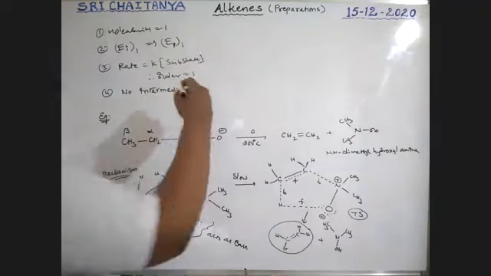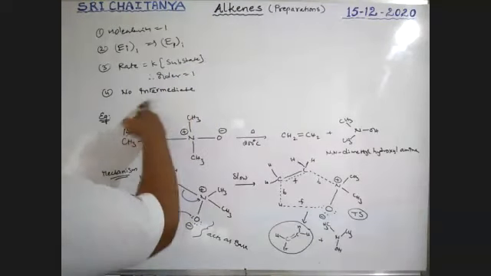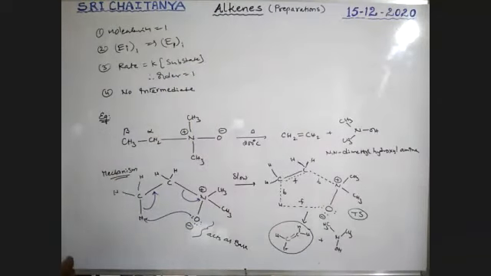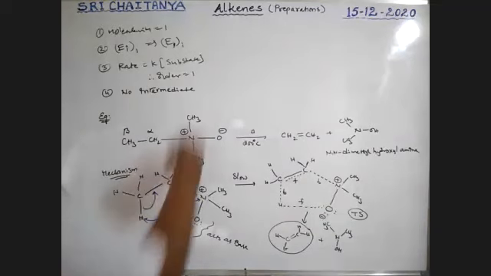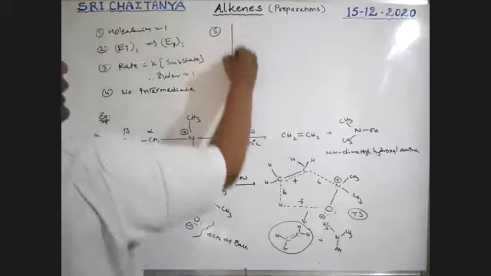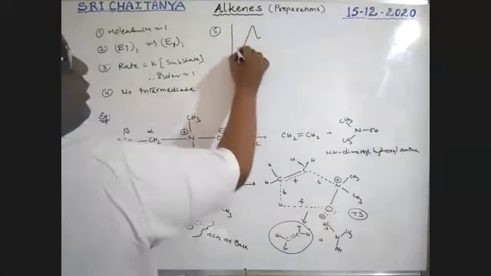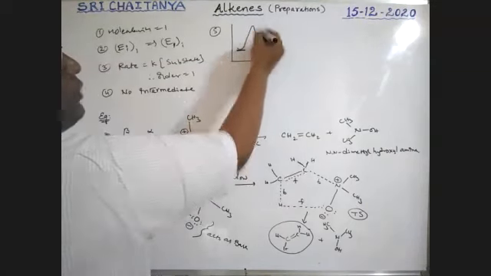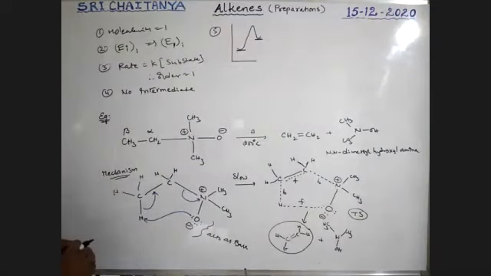Here, no intermediates. Next, the fifth one. Here, energy changes like this. So a less energetic compound is converted into a more energetic compound. Therefore, the energy order is like that.